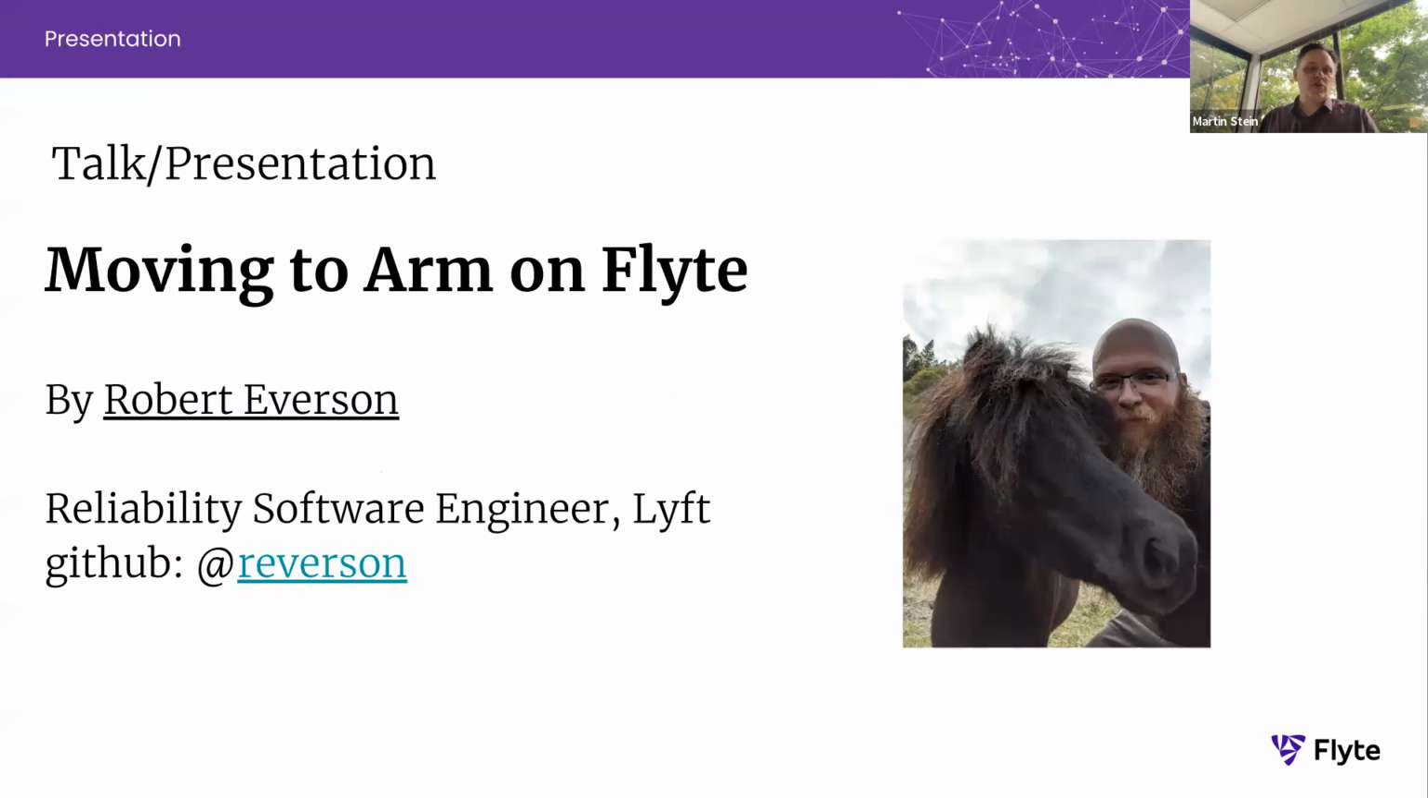Going to introduce Robert Everson. So Robert is a reliability, it's a mouthful, software engineer at Lyft, and his parents' farm in Northern California, I think, has awesome animals. So I like to see those photos, Robert. So that's pretty cool stuff.